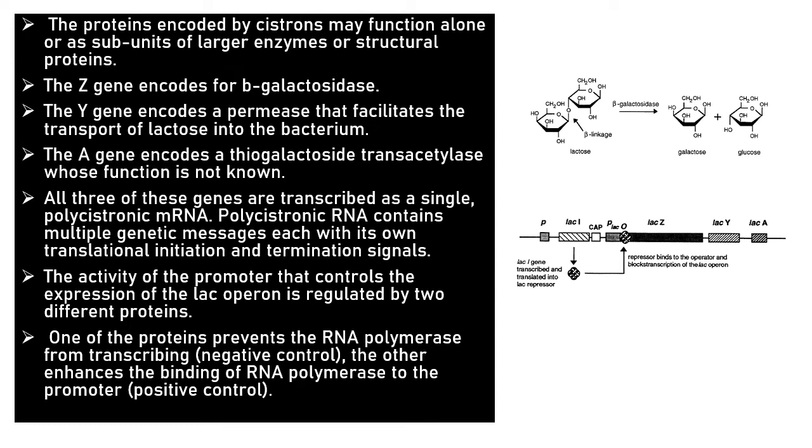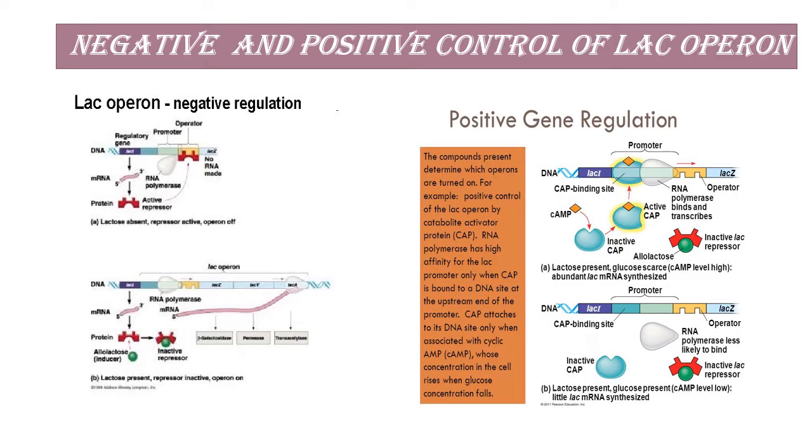The activity of the promoter that controls the expression of the lac operon is regulated by two different proteins. One of the proteins prevents the RNA polymerase from transcribing, that is negative control, and the other enhances the binding of RNA polymerase to the promoter, that is positive control. And this is the structure of how they bind to the operator, and how Z, Y and A are transcribed. So now let's talk about the negative and positive control of the lac operon.